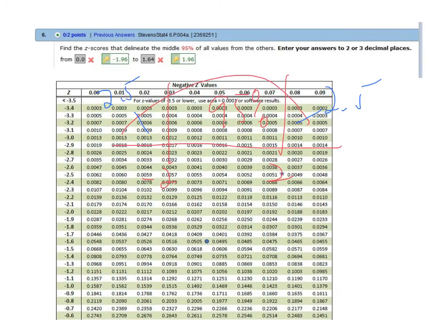So 0.025. Let's see. 0.028. Looks like I'm going the wrong way. 0.0250, right about there, exactly. And if we look, that's negative 1.96, and that's where they got that. And of course, if it's 2.5% below, it'll be symmetric up above, so that's why they're saying it's the positive.